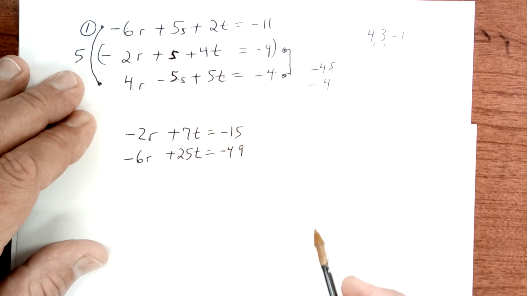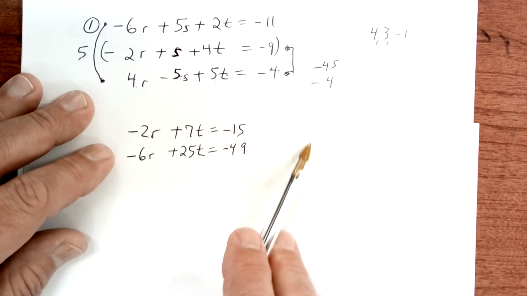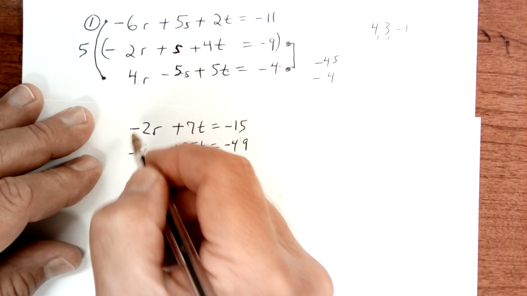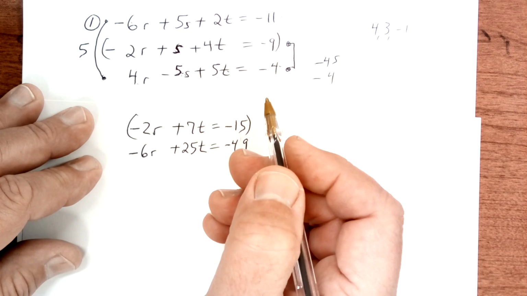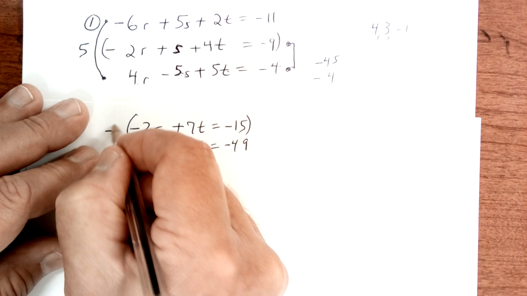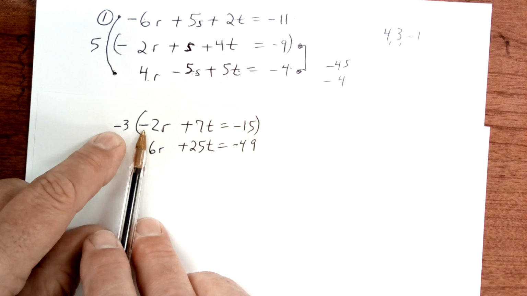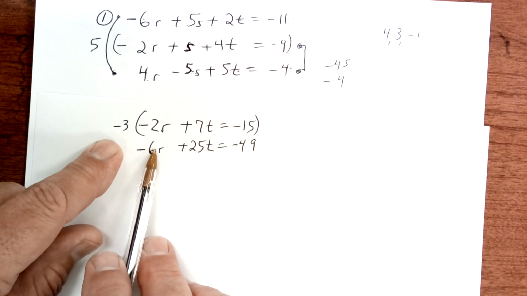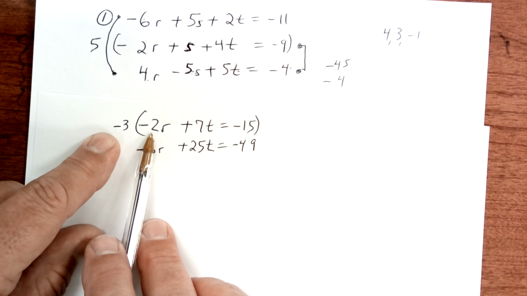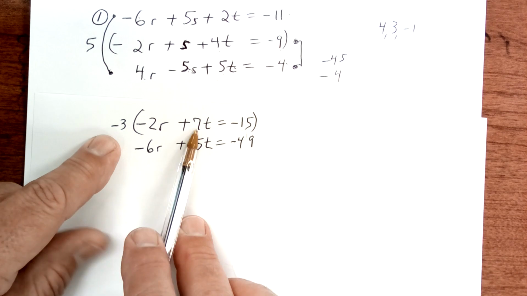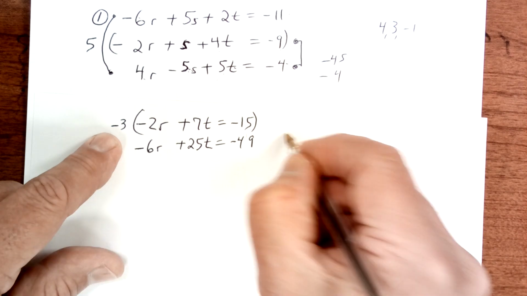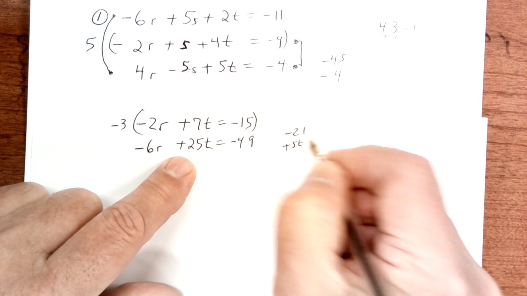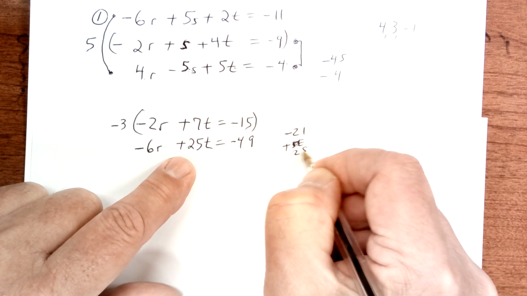All right, so we have two equations and two variables. Now we've got to make one of these cancel. I'm going to multiply this top one by negative 3, because a negative 3 and a negative 2 is going to give me a positive 6. So the r is going to cancel. Okay? That gives me 6 minus 6. This one gives me a negative 21, and then plus 25. That's going to give me positive 4, I guess it is.